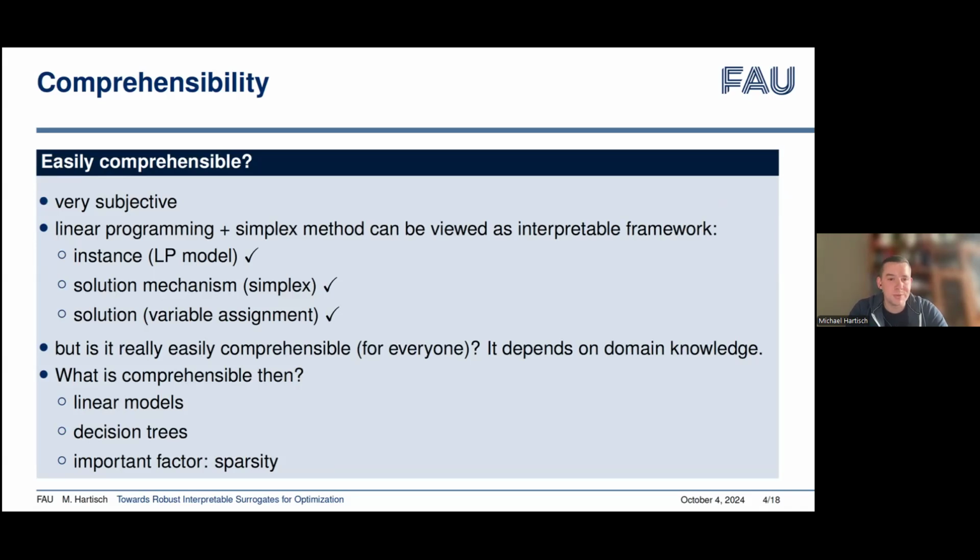Still, we want to do something that is comprehensible. So what do we do? We go along the lines of the machine learning community, which tells us that linear models and decision trees are examples of interpretable models. But in both cases, sparsity is quite important, because you could also have a decision tree with huge depth and difficult to understand splits. So they still need to be somewhat sparse. This is what we will focus on: decision trees.